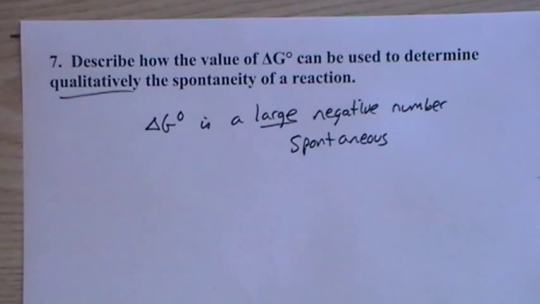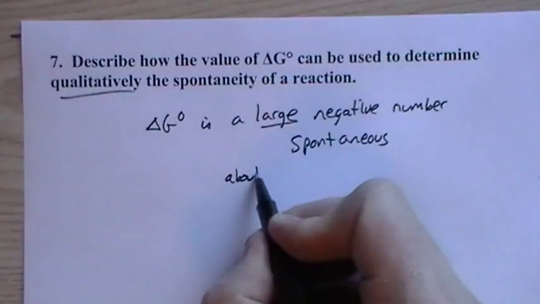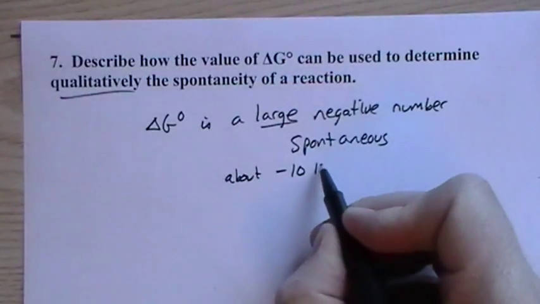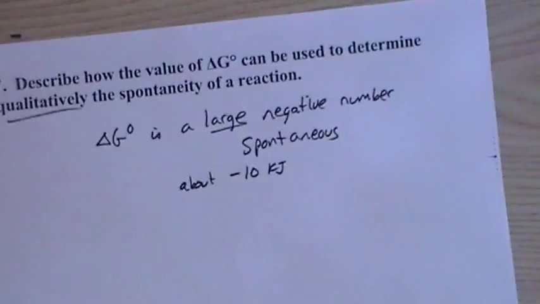Because the range, and let's see what they say, is more negative than about negative 10 kilojoules. So that means that if you have a delta G that's more negative than that, you should expect it to be spontaneous, where you can actually see something happening.